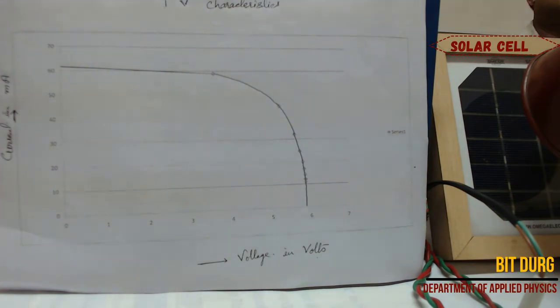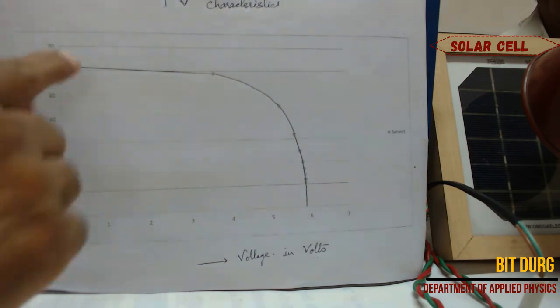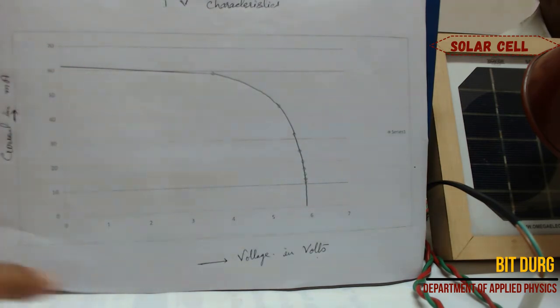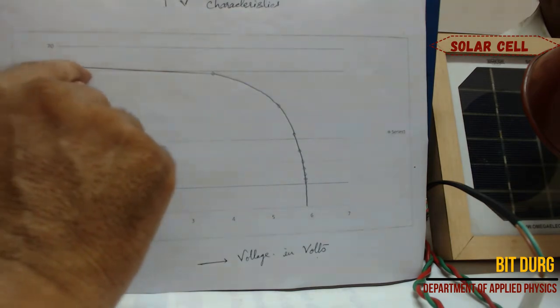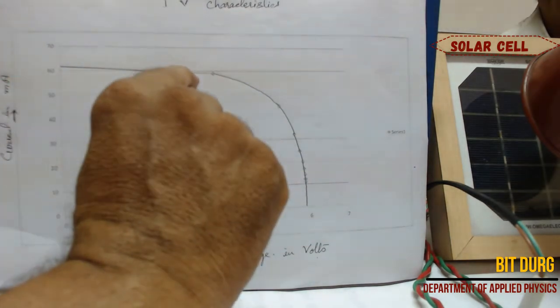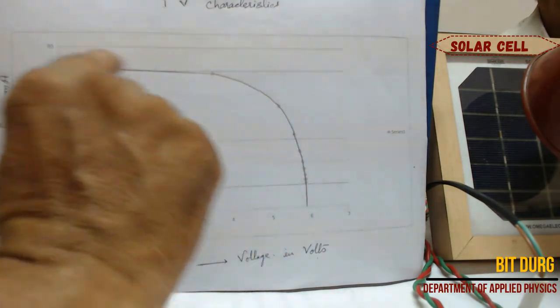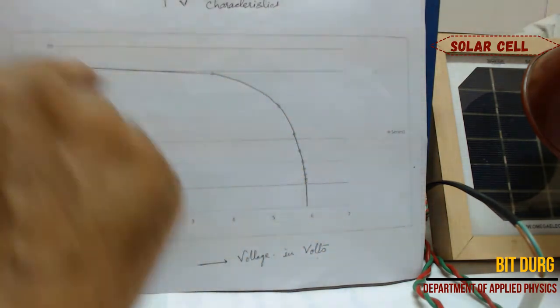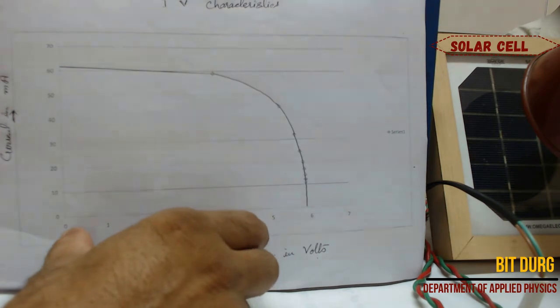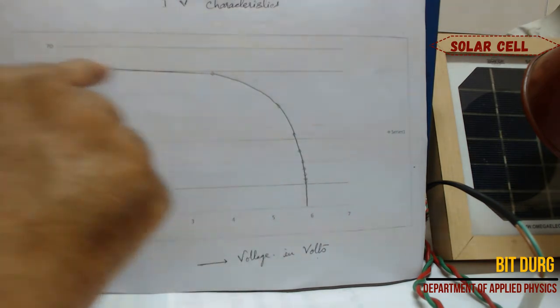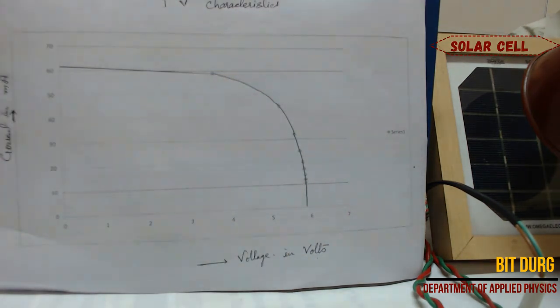One more thing which is very important here is, as you see, if I increase the load resistance, even after increasing the load resistance, the current is approximately constant up to a certain region. So this region is the current regulation region. Means for that specific load resistance, the current remains constant. So this is the load regulation of the solar cell.